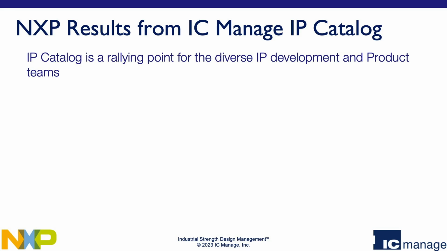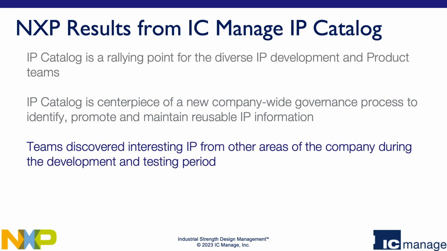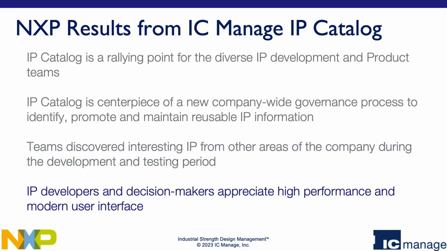First, the IP catalog is now the rallying point where IP developers and product teams come together. NXP management uses the system to prioritize IP reuse efforts so that they can measure how effective their strategy is delivering IP development cost reduction. As a side effect of deploying the IP catalog, new IP was discovered during development and user acceptance testing. This IP turned out to be of significant interest and was not previously known about. End user and management feedback confirmed that the performance and usage model defined during the workshop and verified during the user acceptance testing phases was delivered with a positive outcome.